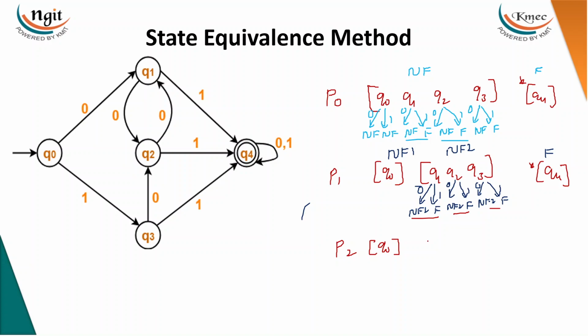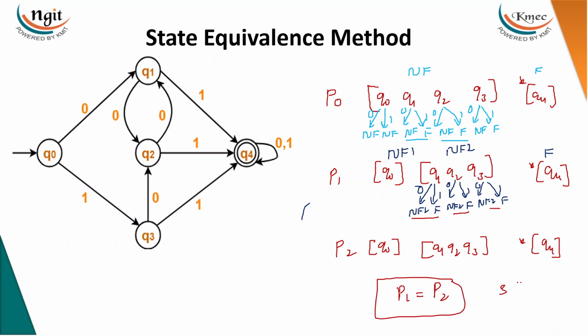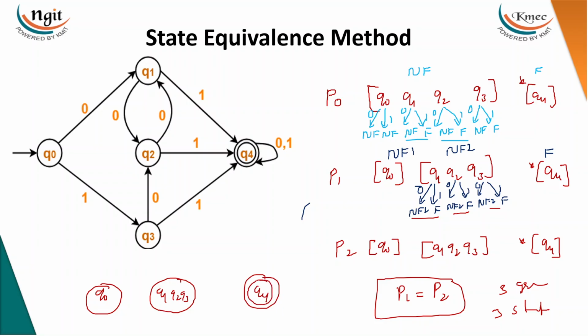All have the same behavior, no possibility. Then Q1, Q2, Q3, and Q4. Now we have to stop. Why? Because P1 is equivalent to P2. You have to stop. How many groups? 3 groups or 3 partitions. Then I can say there are 3 states. What are those? Q0 is one state. Q1, Q2, Q3 is another state. And Q4 is another state, the final state.